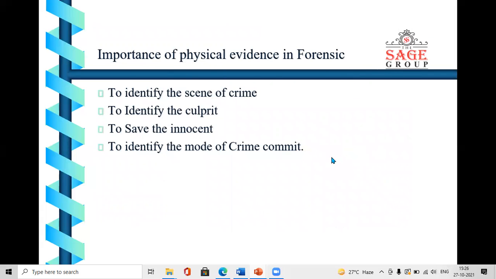Now, we'd like to talk about the importance of physical evidences in forensic science. This is very important for crime investigation: to identify the scene of crime, to identify the culprit, to save the innocent, to identify the mode of crime commit. If we know the mode of crime commit, we can identify the person. If the crime is committed in the same manner, or happened earlier in past days, we know the actual culprit. Culprit means a criminal.